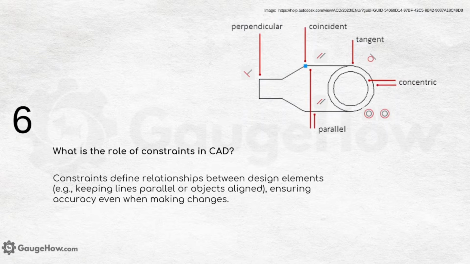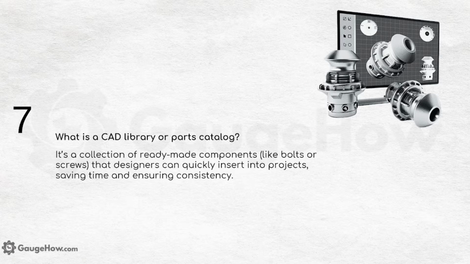What is the role of constraints in CAD? Constraints define relationships between design elements, for example keeping lines parallel or objects aligned, ensuring accuracy even when making changes. So for example, if you want two lines perpendicular to each other and later want to change the length of both the lines, that can be done using CAD, and the perpendicularity relationship will stay the same because you are using constraints in CAD.